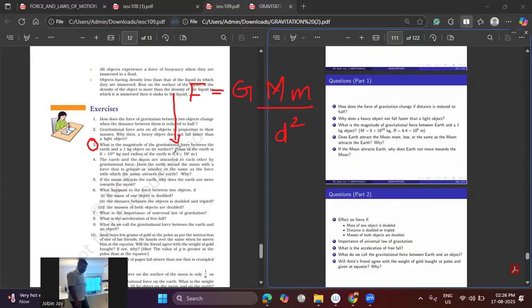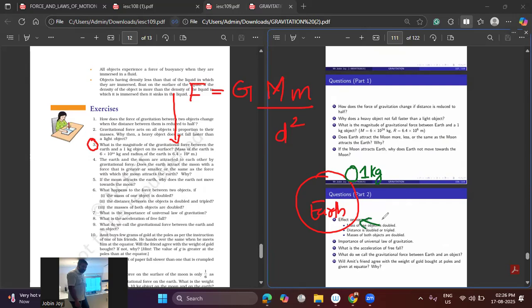So here, what is the gravitational force between the Earth and a 1 kilogram object on its surface? So object 1 is Earth. So this is Earth. And this is the object. This object is very, very small, right? Because this mass is 1 kilogram.